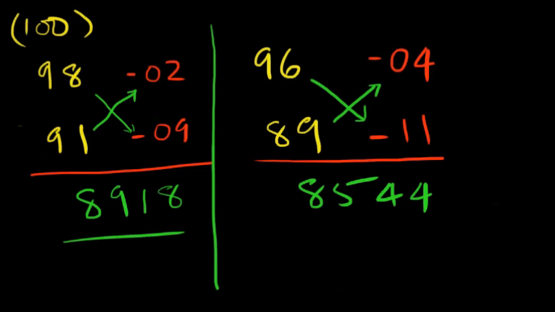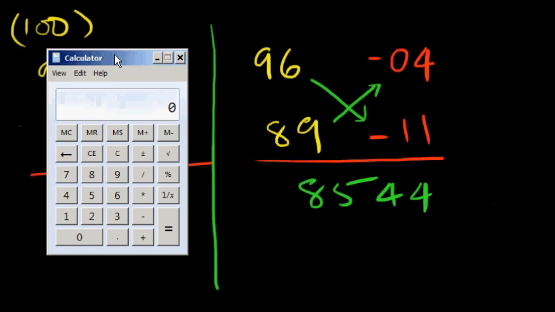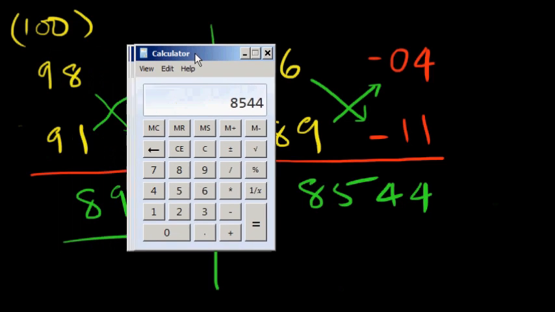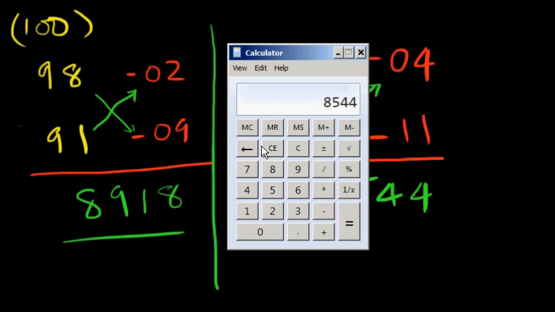Let's just verify for the sake of kicks, and make sure that what we're doing is correct. So here we go, 96 times 89, 8544. How cool is that? And here we're gonna do 98 times 91, 8918. That's the answer we have.